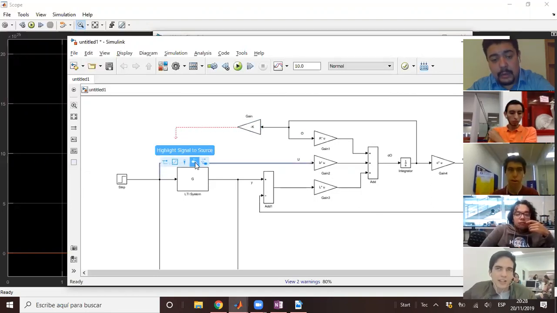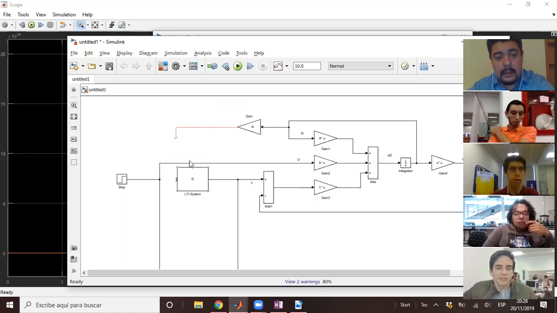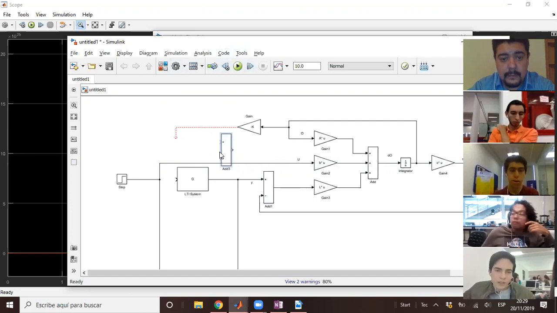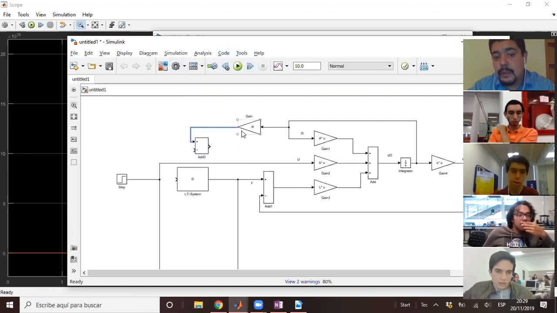So the input is going to be minus K times O, which is the closest that I have instead of X. And then I will connect this here.